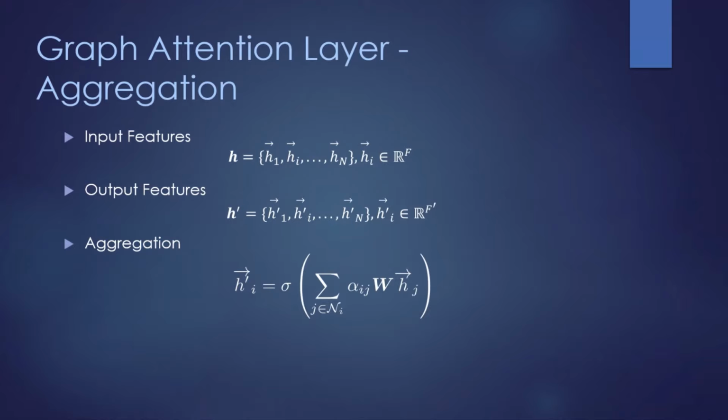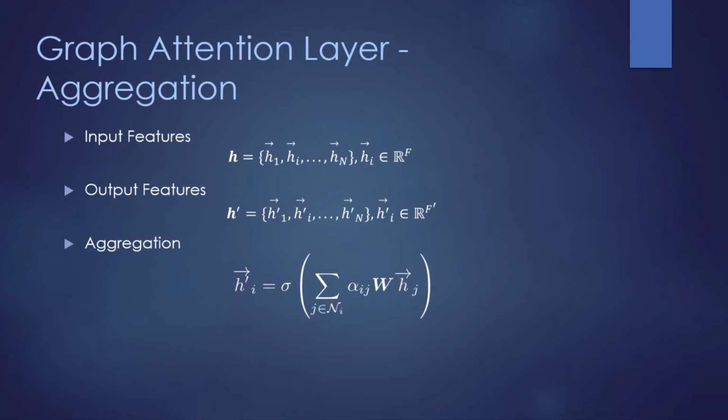So, some setting to be formal. You have the input features of a convolutional layer, h1 to hn, where n is the number of nodes in your graph. You have the output features for each convolutional layer, h prime.